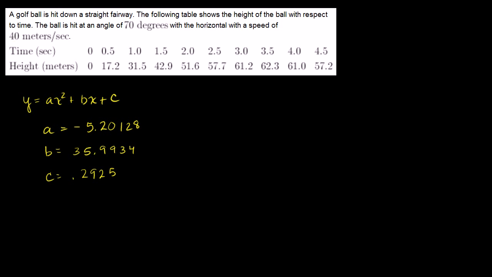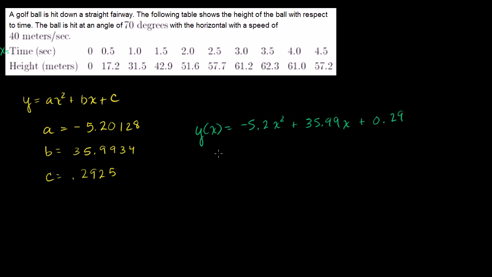My graphing calculator is telling me that the quadratic I should use, y as a function of x, is -5.2x squared plus 35.99x plus 0.29. I rounded them off a little bit. So now we can use this information, or maybe I should say of t. x is equal to time. I could have made it t instead, but I think you get the idea.